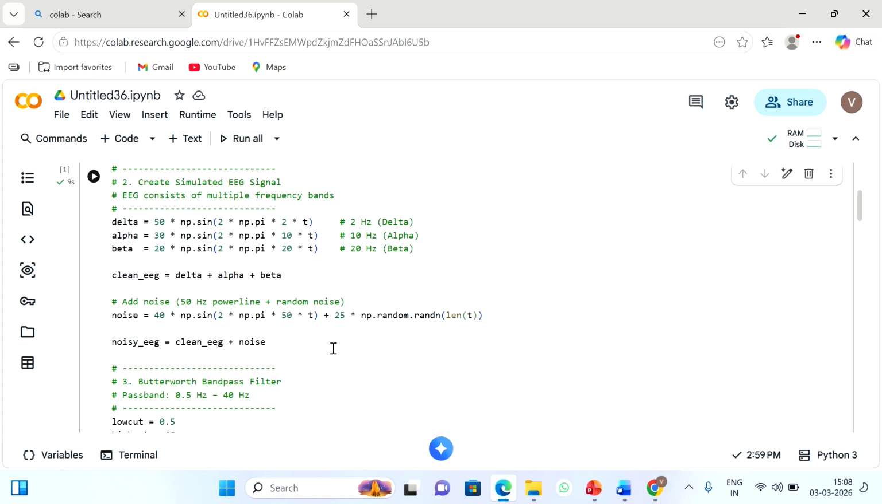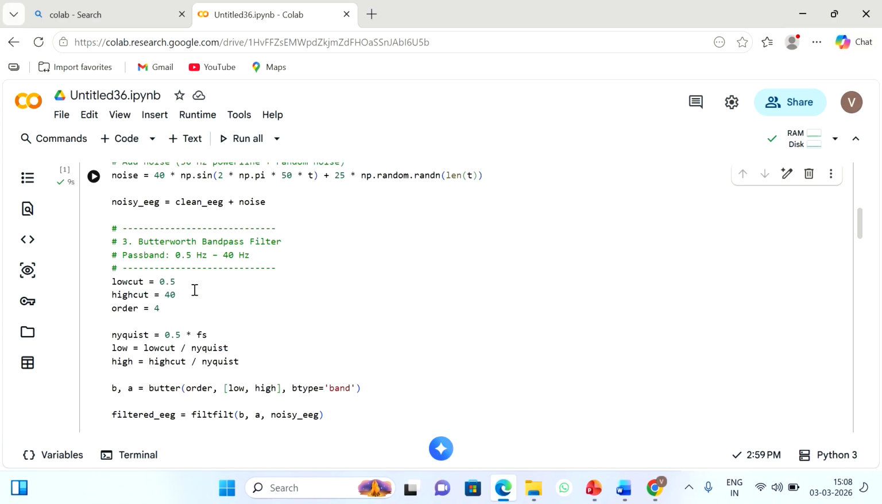Next one, a Butterworth band pass filter. Pass band is equal to 0.5 Hz to 40 Hz. Now what is the meaning of pass band?